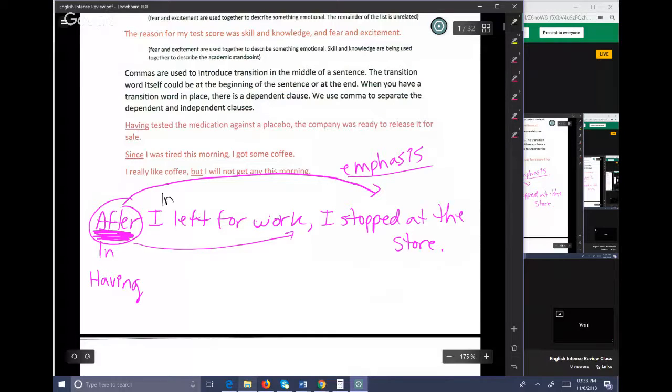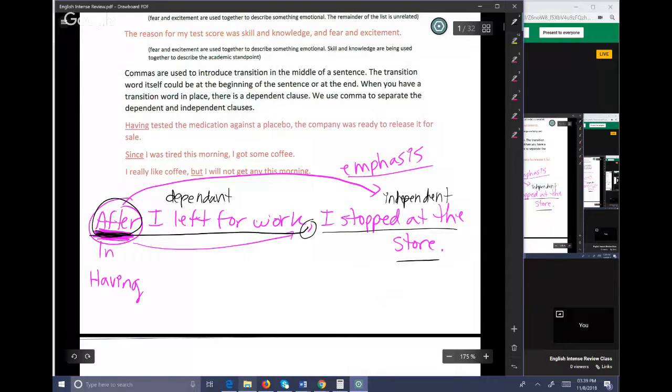And that's the key, is being able to spot a conjunction and then being able to say, well, if that conjunction is right there, then this one is now a dependent clause. I left for work would have been independent. Now we're dealing with a dependent clause because of the word after. Over here, I stopped at the store is what's following our comma. You could just say I stopped at the store. So this would be our independent. This particular sentence is a complex sentence.